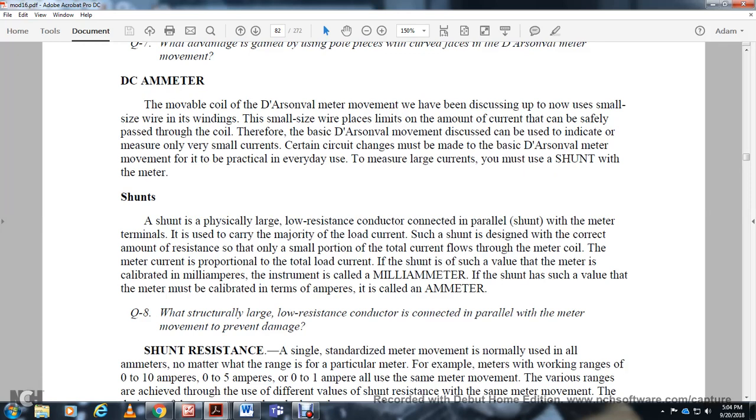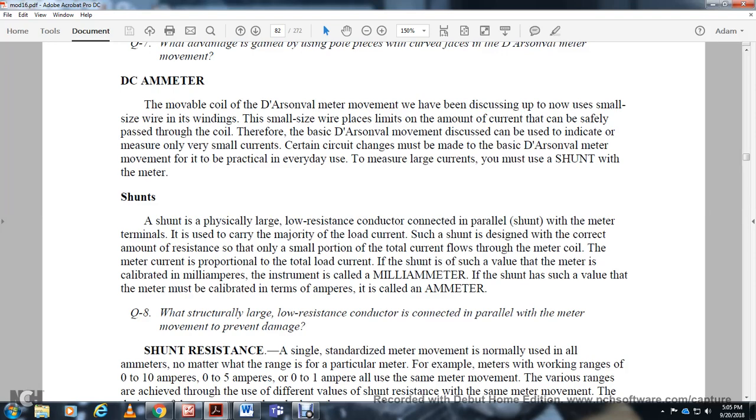A physically large, low-resistance conductor, called a shunt, is connected in parallel with the meter terminals so that it carries most of the load current. The shunt is designed with the correct amount of resistance so that only a small portion of the total current flows through the meter coil, proportional to the total load current. The meter is calibrated in milliamps for the milliammeter.